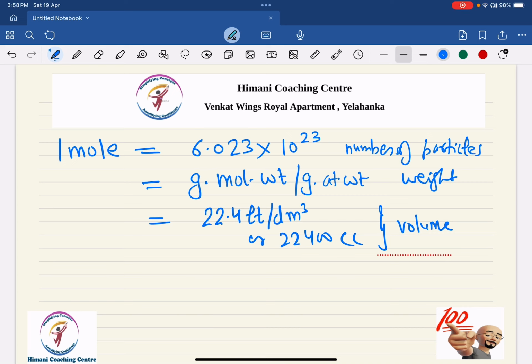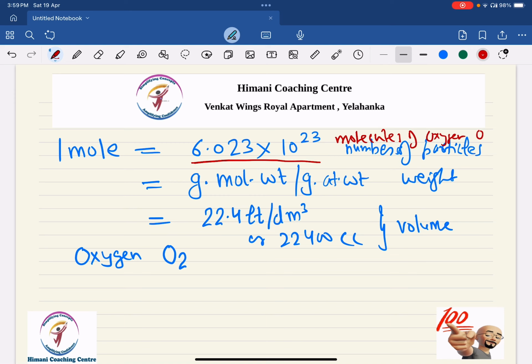Now we just have to keep this in mind. Let us say I want to know about oxygen. We know oxygen is a diatomic gas, so it is O2. When we are discussing 1 mole of O2, what would that mean? It would mean 6.023 into 10 to the power 23 molecules of oxygen, which is O2.